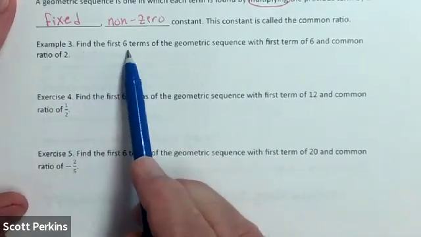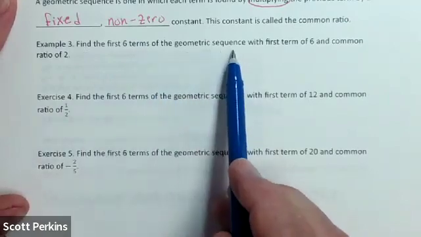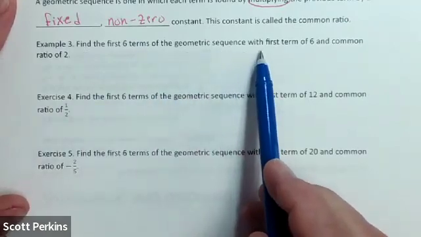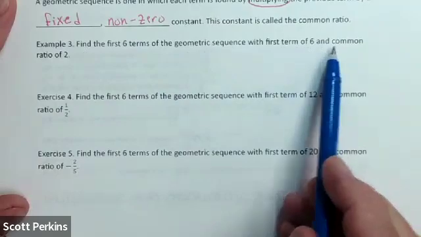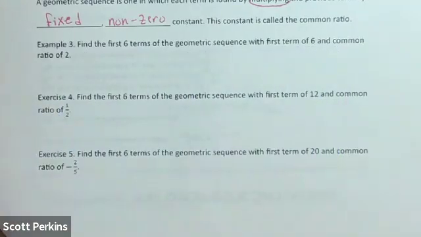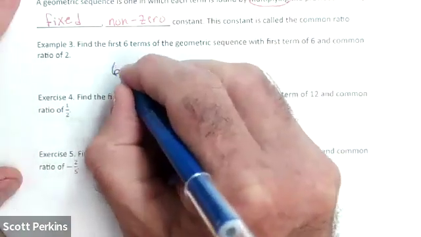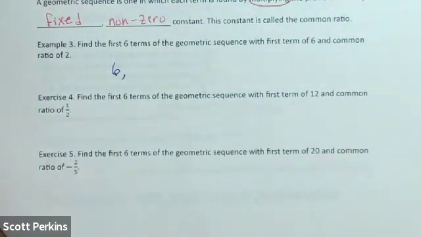We're going to find the first 6 terms of the geometric sequence with a first term of 6 and a common ratio of 2. All right, here we go. The first term is 6. And since the common ratio is 2, we're going to multiply each term by 2 to get the next one.